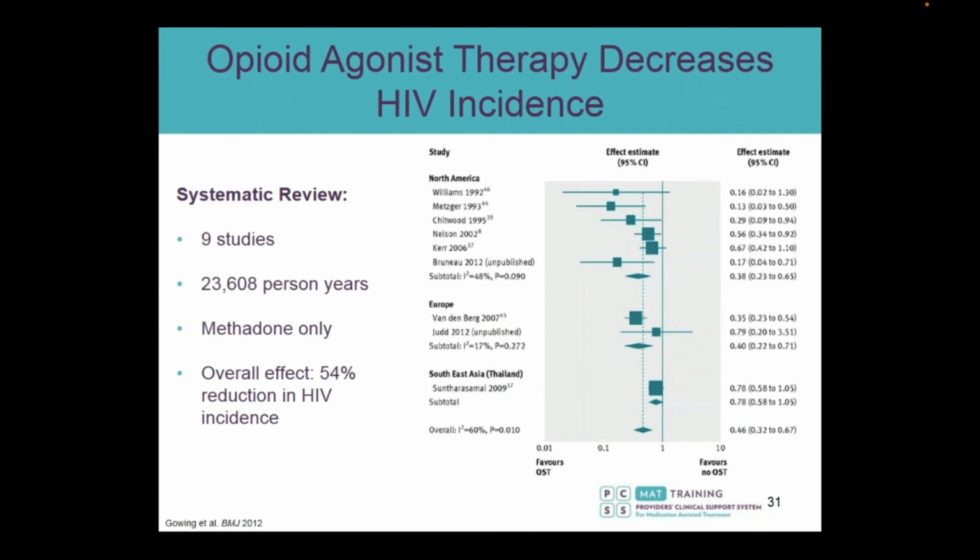So when thinking about how opioid agonist treatment may be an approach to helping decrease the spread of HIV, this is a systematic review which was published in 2012, looking at 9 studies and representing over 23,000 person years of individuals on methadone treatment. And they found that opioid agonist treatment with methadone resulted in a 54% reduction in HIV incidence. Again, treating patients for their opioid use disorder can actually decrease the spread of HIV infection, especially in high prevalence areas.